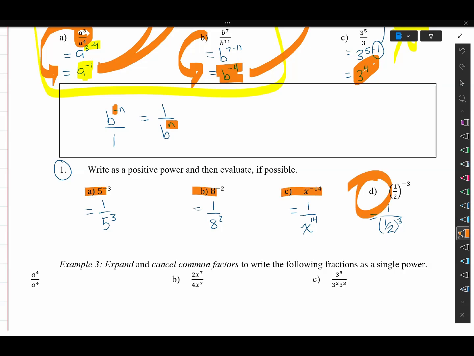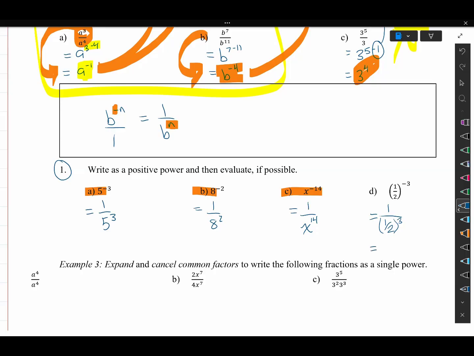Part D right here looks a little bit wonky. The base that we're working with is a fraction. We're working with a fractional base. That actually doesn't change anything right now. We still end up with 1 over 2 to the exponent 3. We've performed the exact same steps. But now, you know what? This still looks kind of complicated.